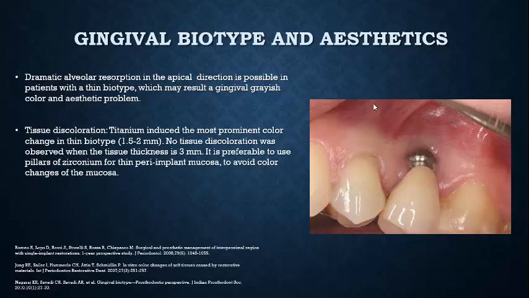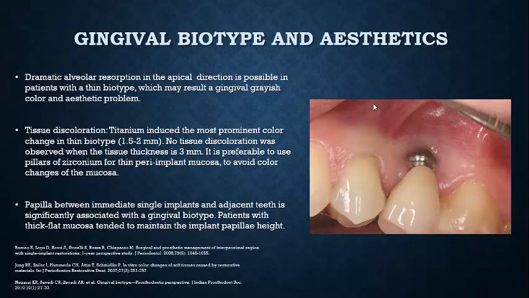However, some studies talk about tissue discoloration. Titanium induces the most prominent color changes in thin biotype when we have 1.5 to 2 millimeter soft tissue thickness. No tissue discoloration was observed when the tissue thickness is 3 millimeter. So it's also important to have thick tissue around the implant to minimize tissue discoloration by the time and aesthetic problem. It's preferable to use zirconium for thin peri-implant mucosa to avoid color changes of the mucosa. So when we have a thin biotype, they recommend using a zirconium abutment, which will cause less tissue discoloration than a titanium abutment.